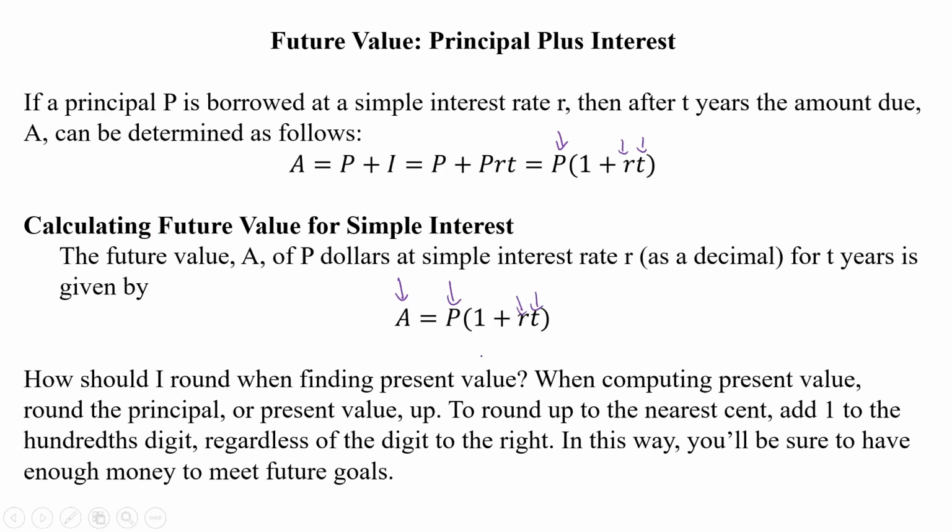Okay, now how should I round when finding present value? Well, the key thing is when computing these, you want to round up, okay? Because if you round down, then you're not going to have enough. So basically add one to the hundredths digit, regardless of the digit to the right. This way you'll be sure to have enough money to meet your future goals. Otherwise, it's not going to work out as far as calculations go.